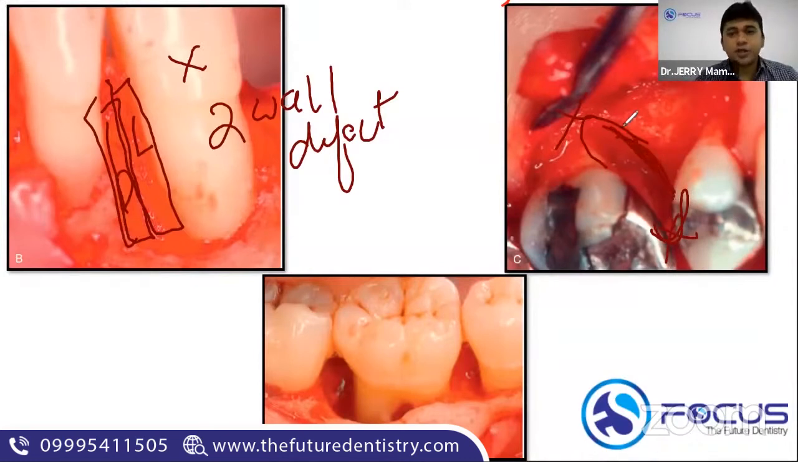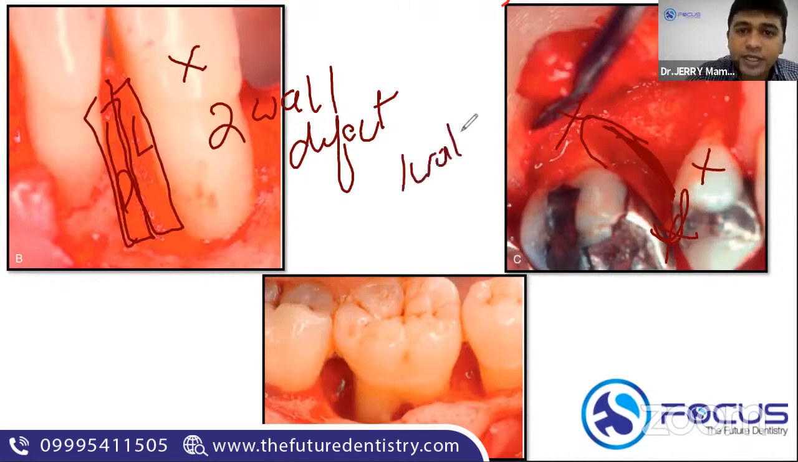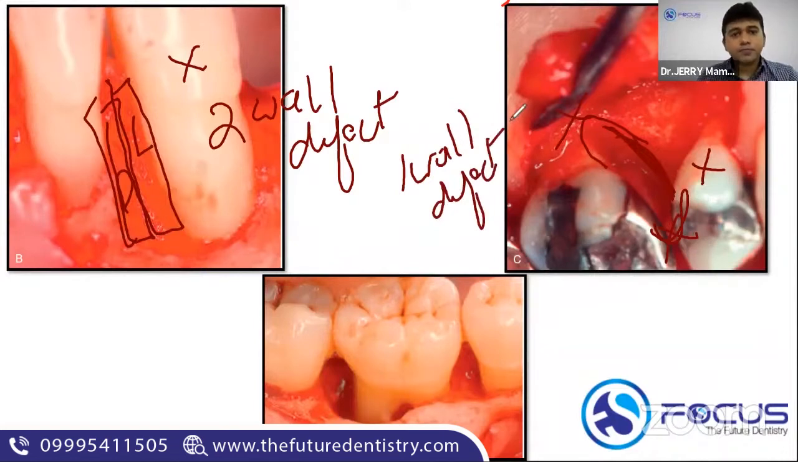What defect is this? The only wall that is present is next to the adjacent tooth, protecting that tooth. So what is that defect? What is this defect that we are talking about? Only one wall is remaining. So it is a one wall defect.